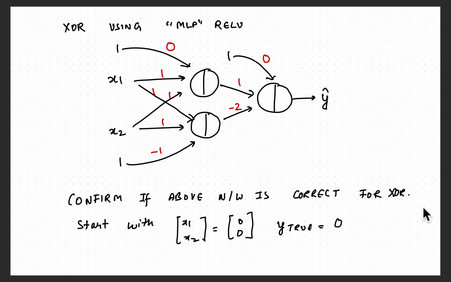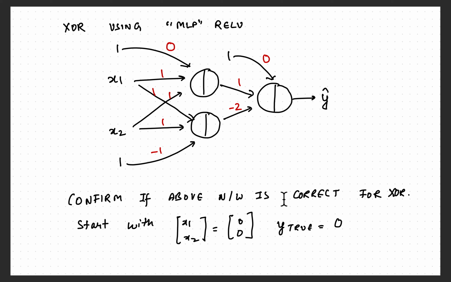Example of XOR using a two-layer perceptron, and I'll be using ReLU, rectified linear unit, as the activation function throughout. ReLU is very simple to understand and easy to work through in some of the examples. That's why I'm also using ReLU here. Now I've already put in all of the numbers here.